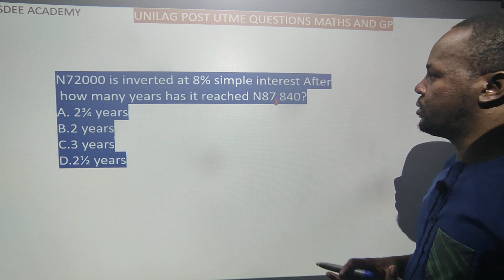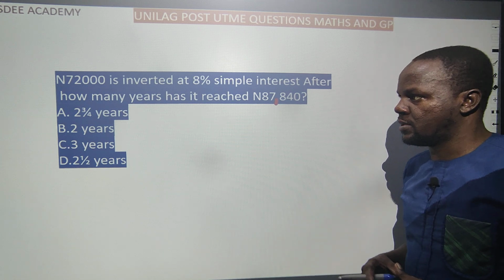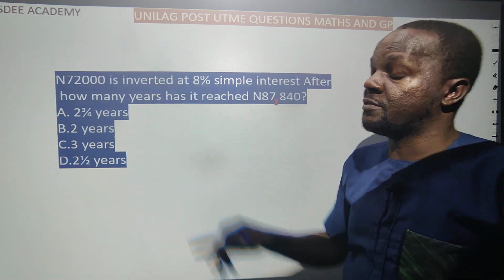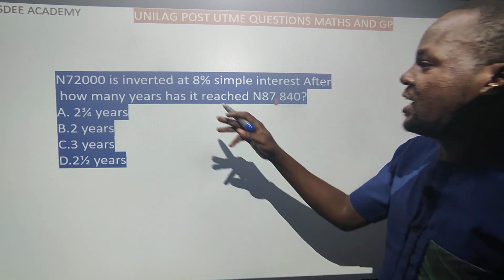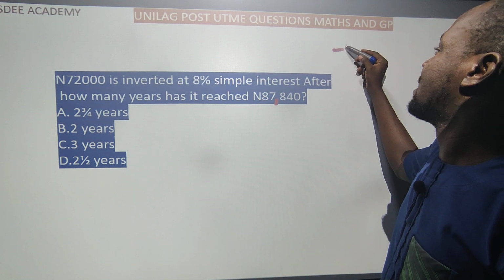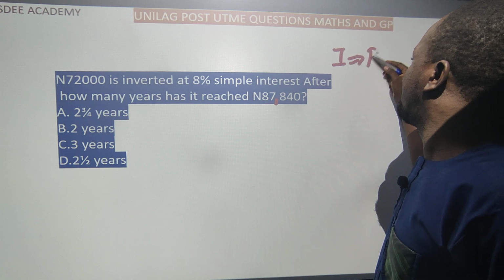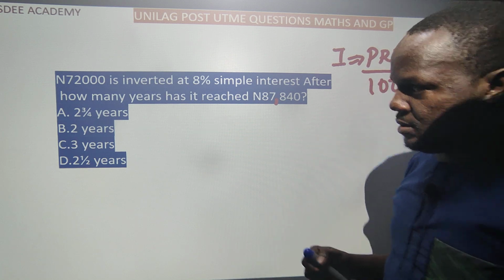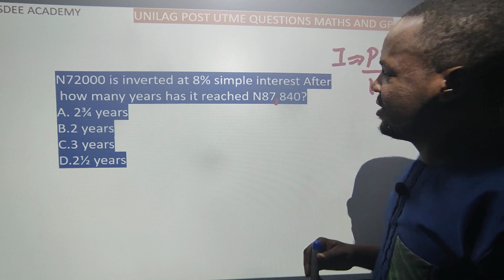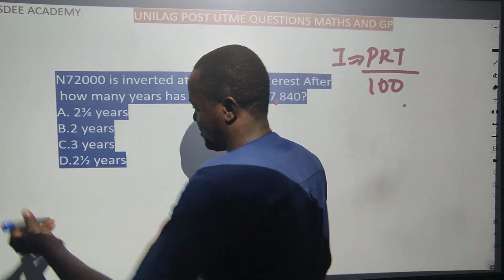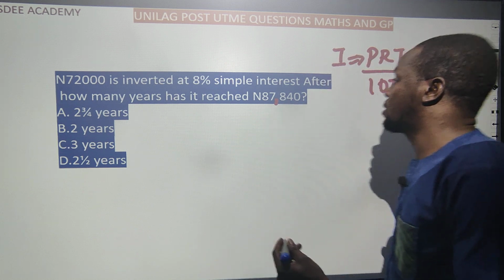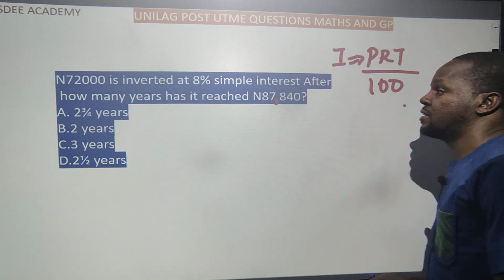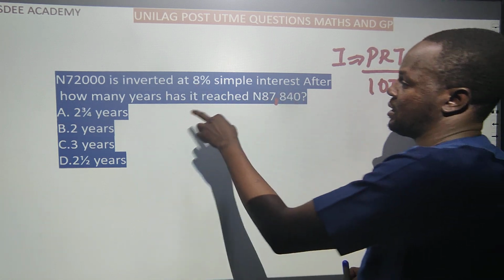I think this is more like a formula-based question. We have simple interest is principal times rate times time. So 72,000 is invested. It's not inverted. Apologies, please. Now this is a simple interest formula. I'll write it as I equals PRT over 100. If you don't know this formula, I think you still need to watch. Maybe you need to read more on mathematics, because it's one of the most popular formulas in junior classes. The principal is the initial money that was invested, at 8% simple interest. After how many years will it reach?